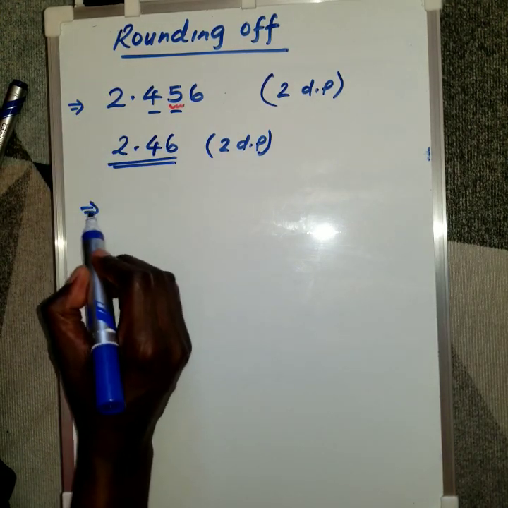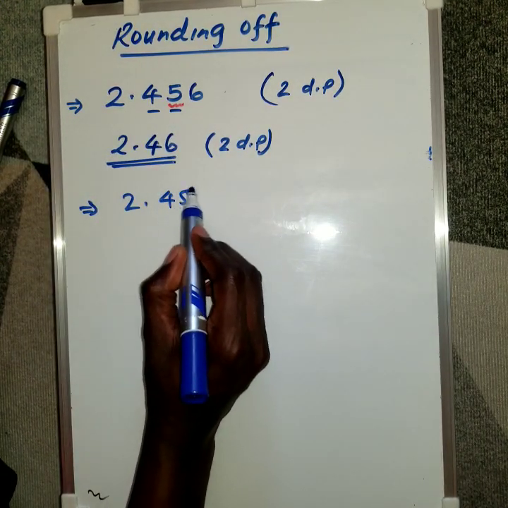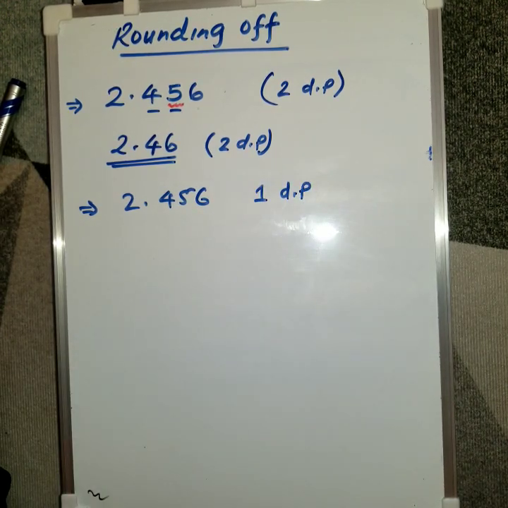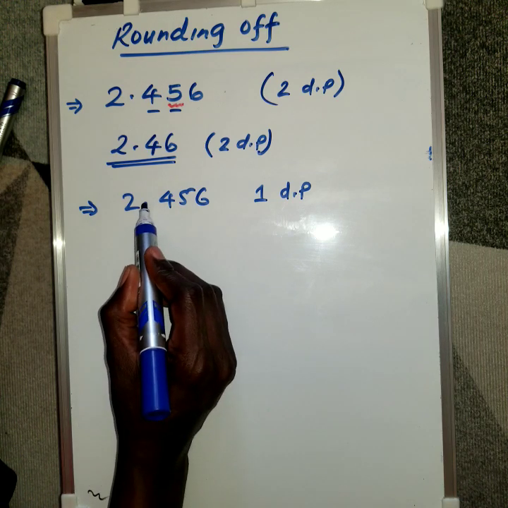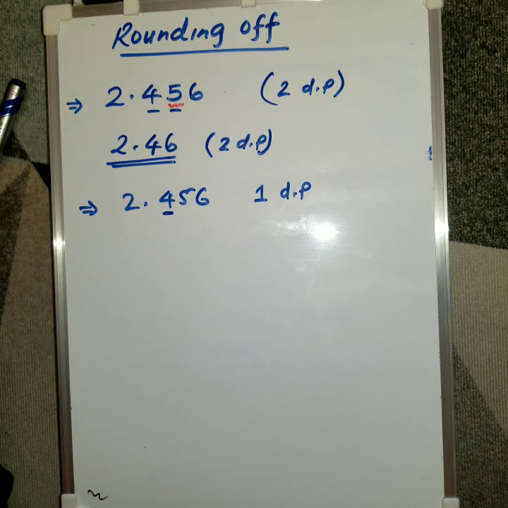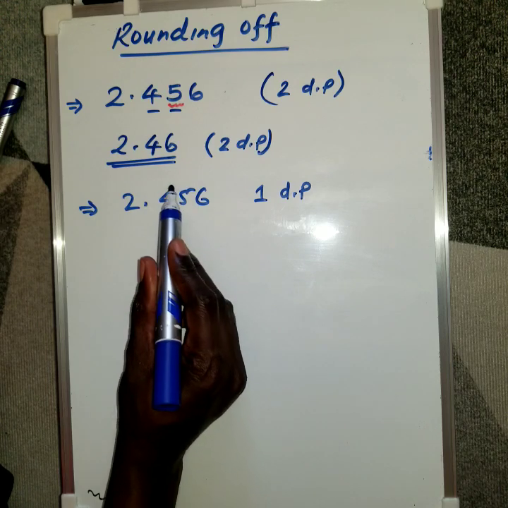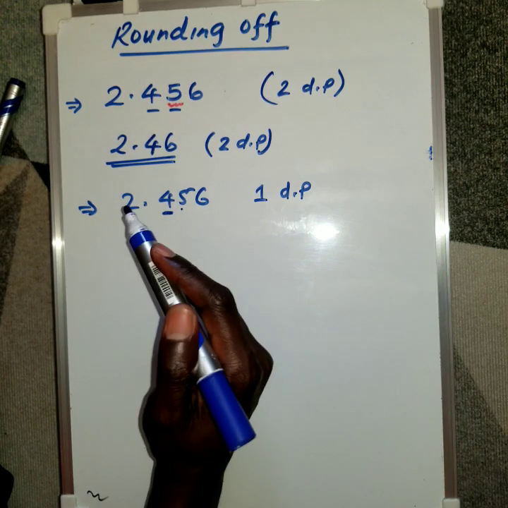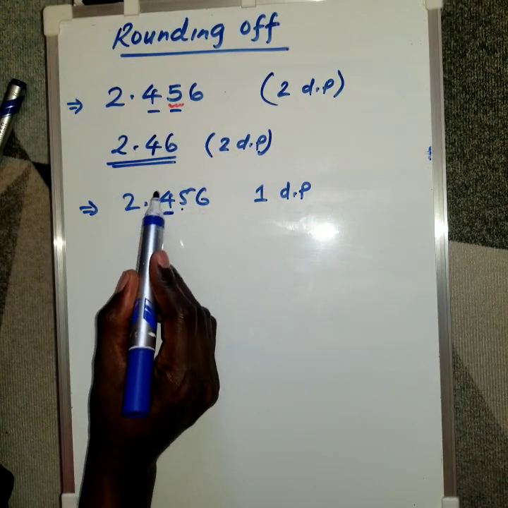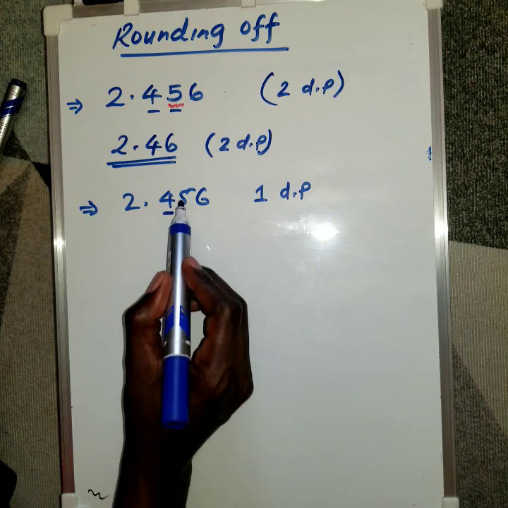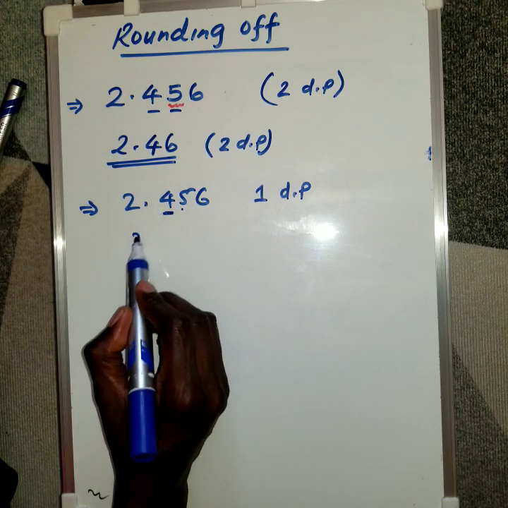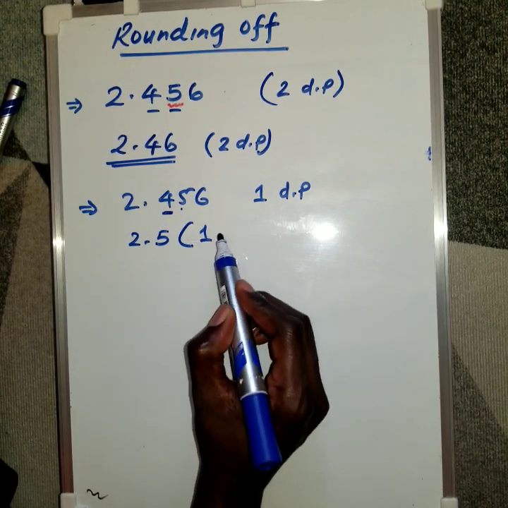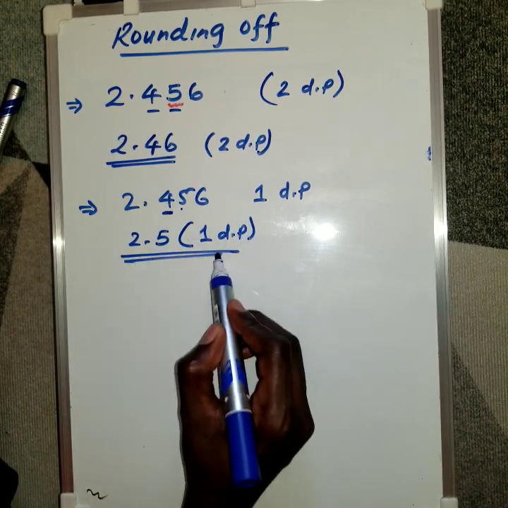Suppose again they gave you the same number, and told you to round off to 1 dp, to 1 decimal place. To 1 decimal place means after the decimal point you are just interested in this first number. But the value of this number will depend on the next number. If the next number is 5 and above, then this number will change. You need to add a 1. So in this case, because that's 5, I'll add a 1, so it will be 2.5. So it simply means I've rounded off to 1 decimal place.